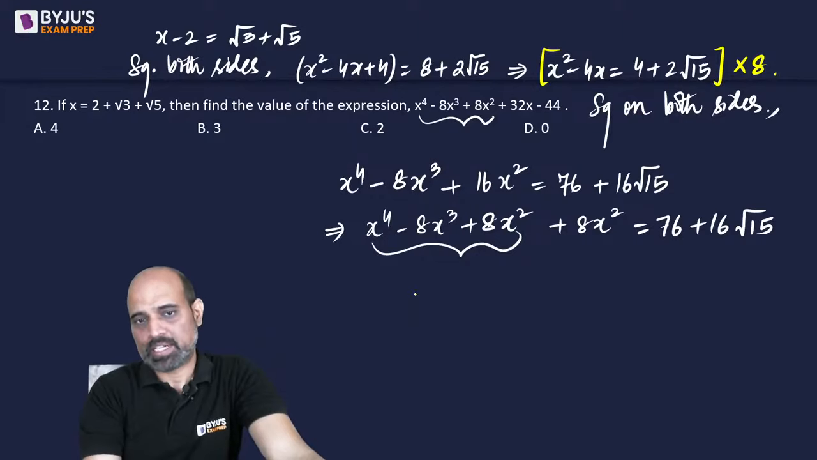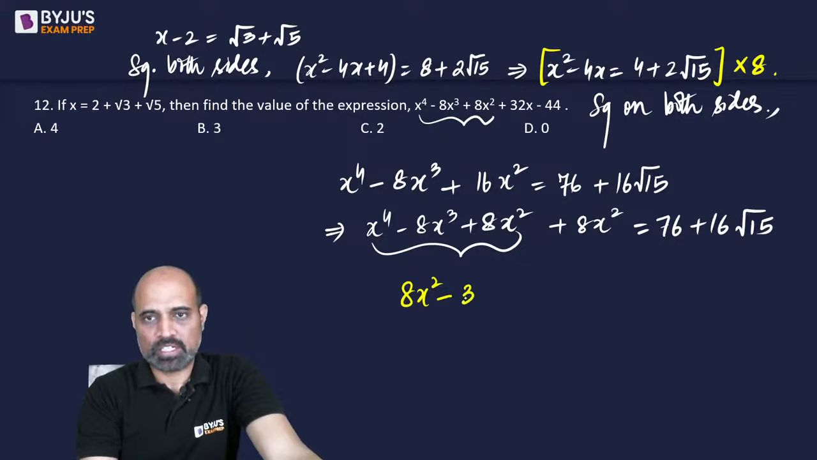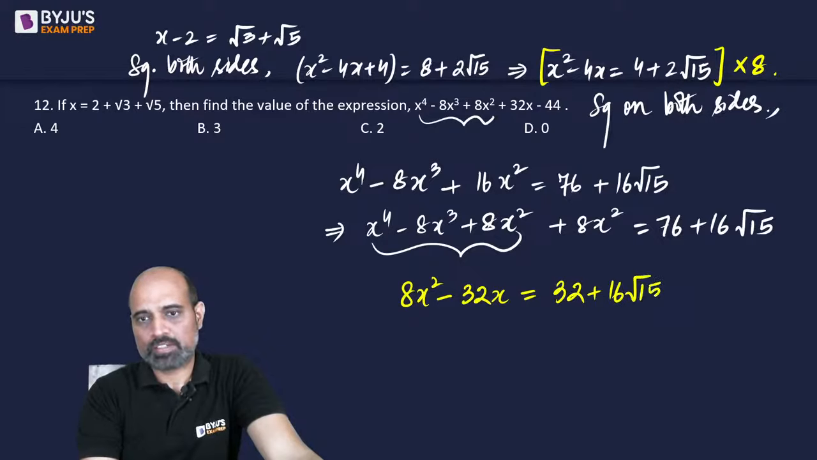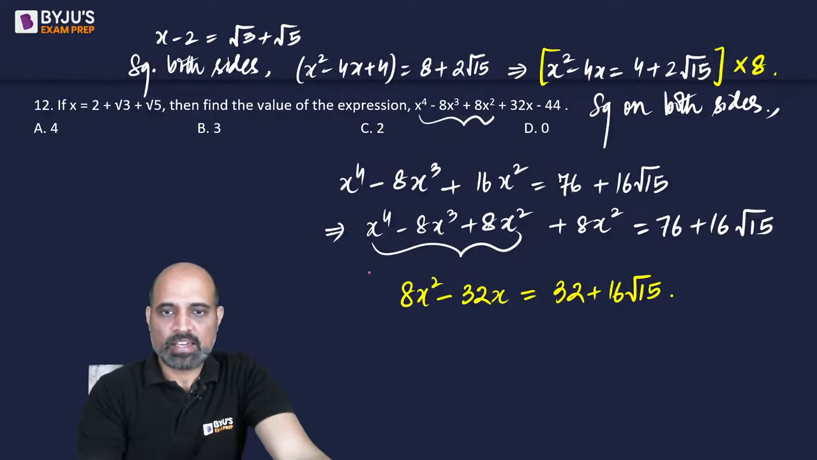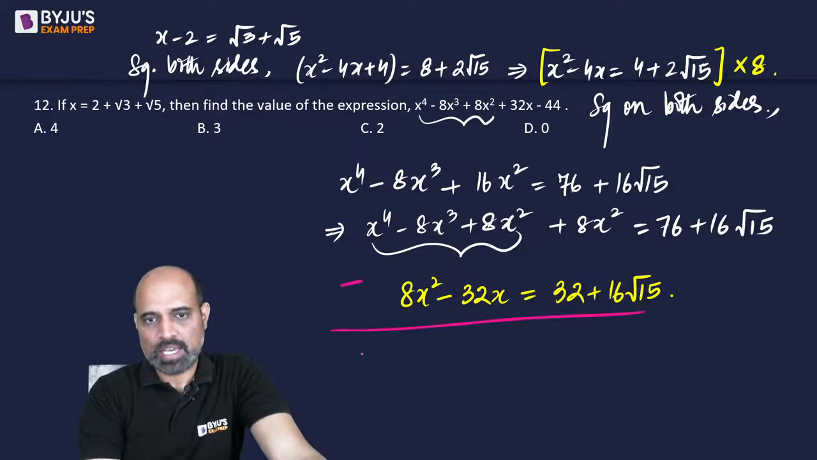If I happen to do that, I'll be getting 8x square minus 8 into 4, 32x will be equal to 8 into 4, 32 plus 16 under root 15. है ना? Okay. Now, if I subtract these two, I'll be getting x to the power 4 minus 8x cube and then plus 8x square. इस पहले वाले को ऐसे ही copy paste कर देते हैं, right?